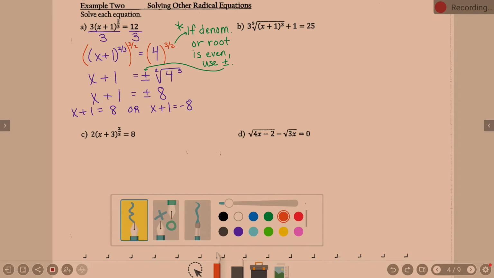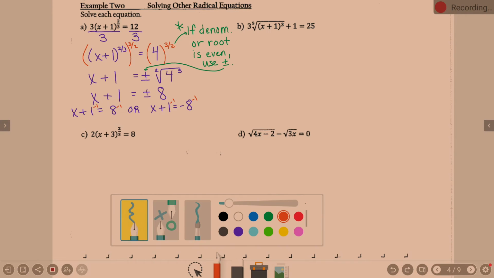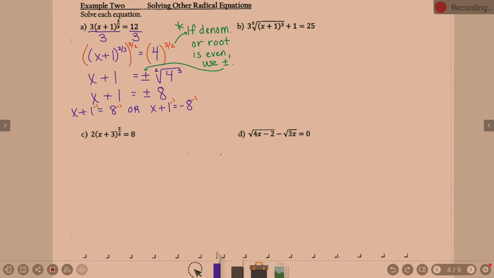But then when it's x plus 1, you guys already told me we're going to subtract 1. We get 2 answers. 8 minus 1 gives us an answer of 7. Negative 8 minus 1 gives me an answer of negative 9. So you would have 2 answers there.